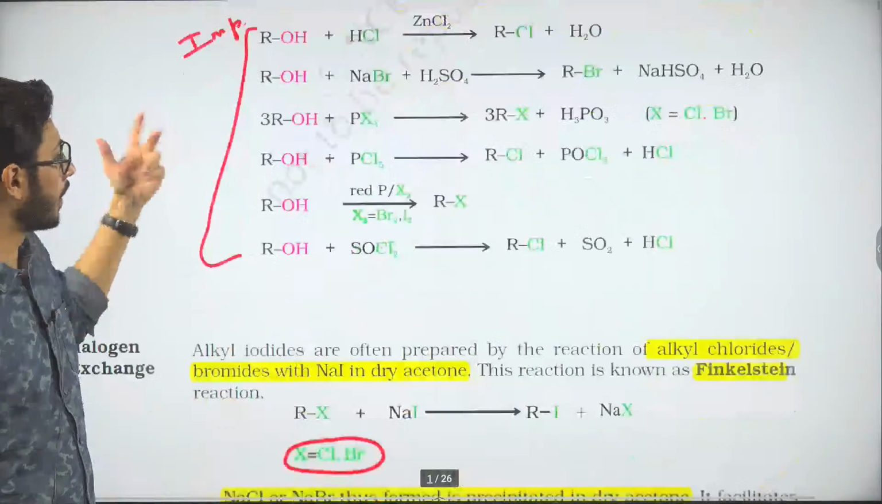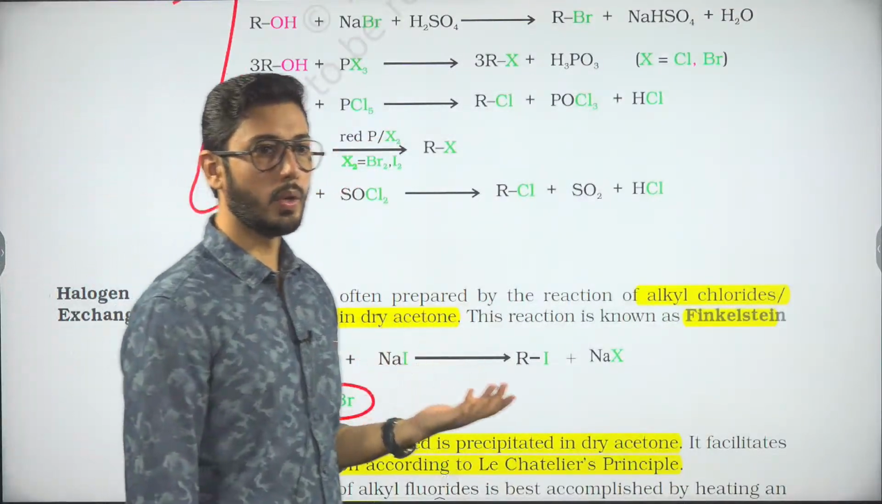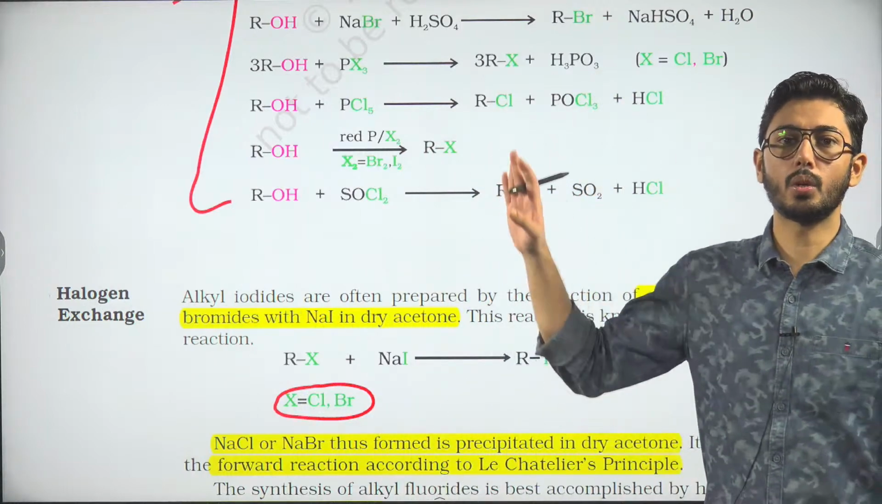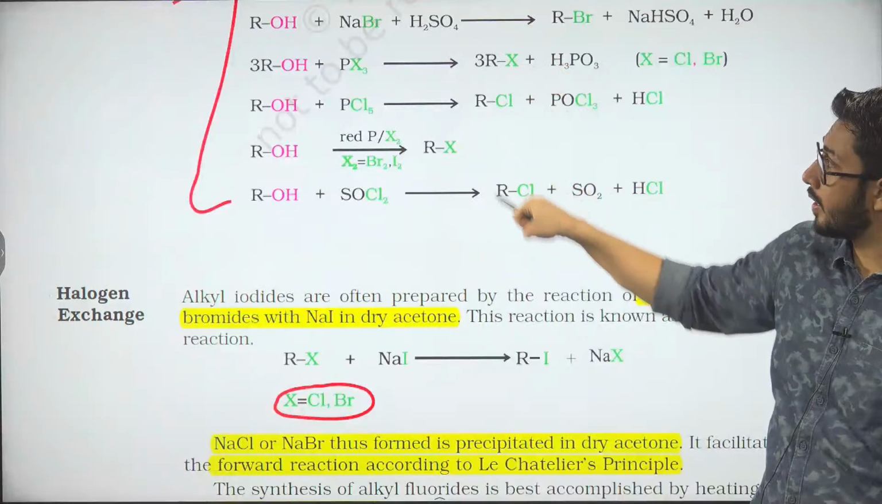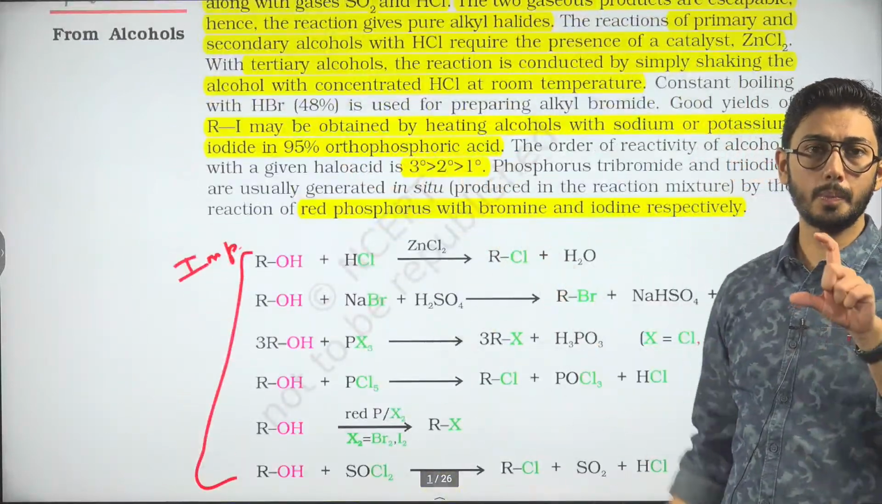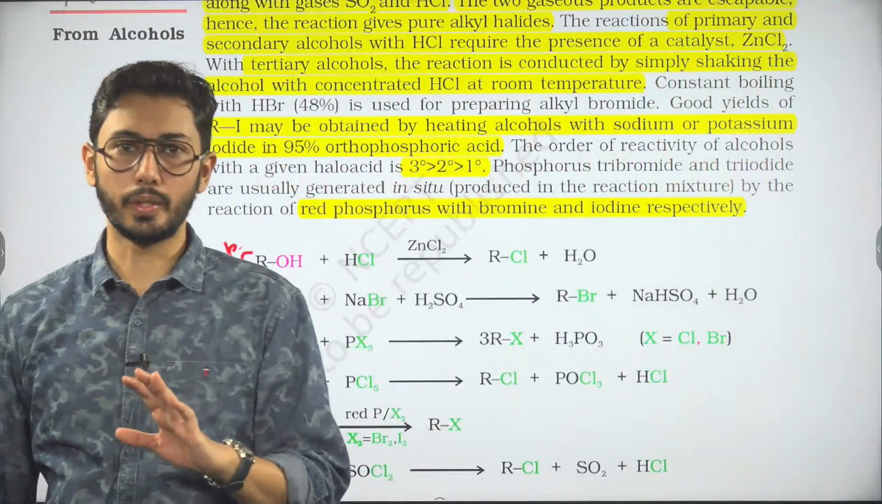Another reagent given here is red phosphorus with halogen, maybe red phosphorus with I2 or Br2. The reaction remains the same: OH substituted with the corresponding halogen. These are the 6th reaction, and the 7th reaction is this one. So in this paragraph, if you are able to remember those reagents, you can directly write the product.